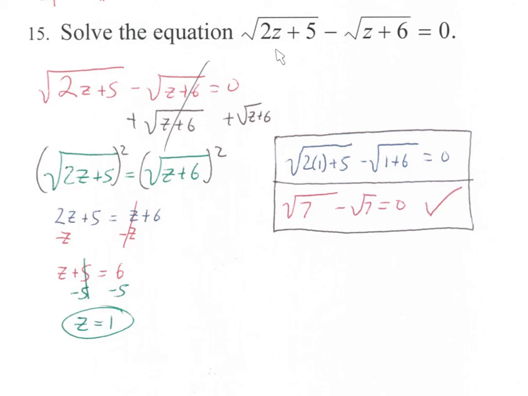All right, here's the last problem. I want to solve this. If I squared both sides right now, this would be really, really ugly. So what I'm going to do is add this second piece over, so I have a square root on both sides. Then I can just square both sides. Boom, I'm good to go. That's nice and quick and easy.